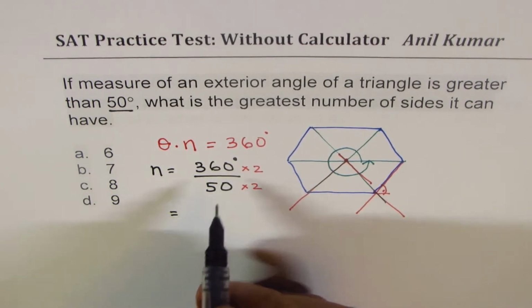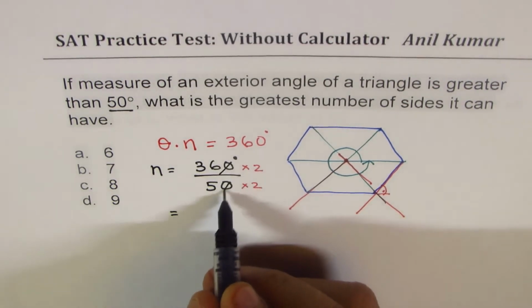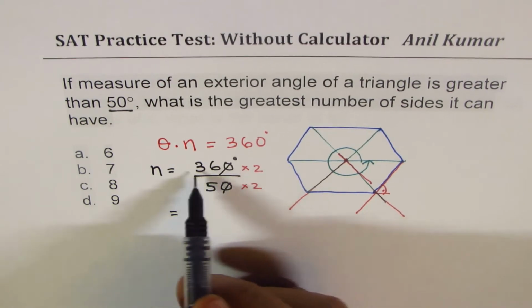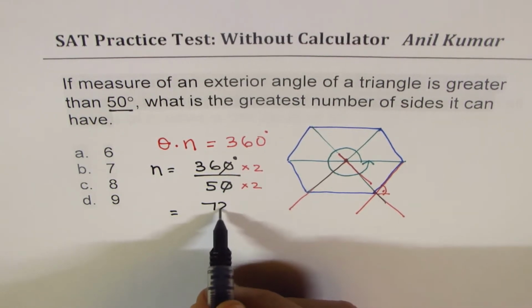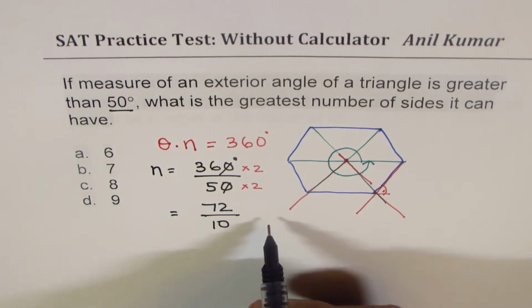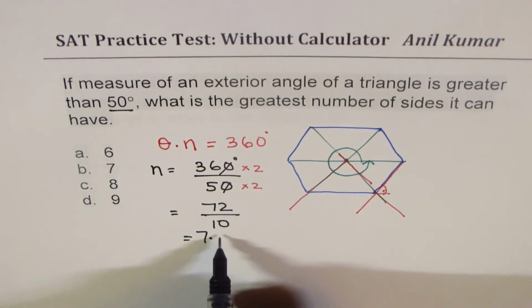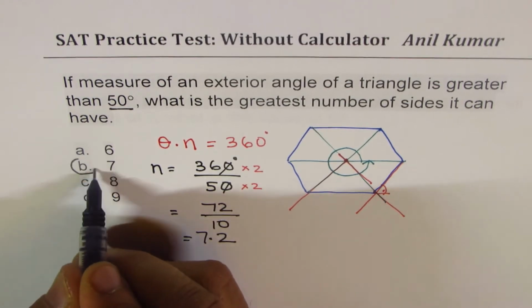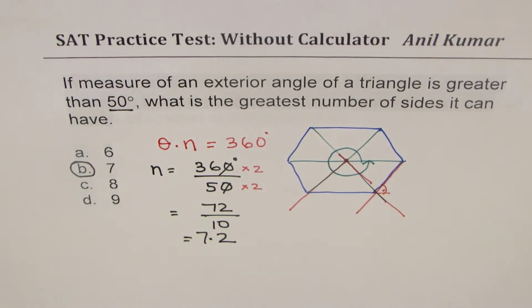Twice 360 is what? You could do this also. So twice 36 is what? 72, right? And twice 5 is 10. So what do you get? You get 7.2. So our answer is 7. So the maximum number of sides could be 7.